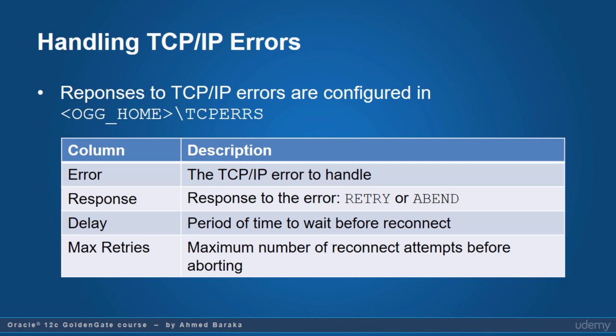The first column in the file represents the TCP/IP error that you want to handle. In the second column, you define how GoldenGate should respond to the error. Possible values are RETRY or ABEND. In the third column, you define the period of time GoldenGate should wait before it tries to reconnect again. In the last column, you define the maximum number of reconnect attempts before the process aborts. You may need to tweak this file if you have an unstable network or a network with high latency.